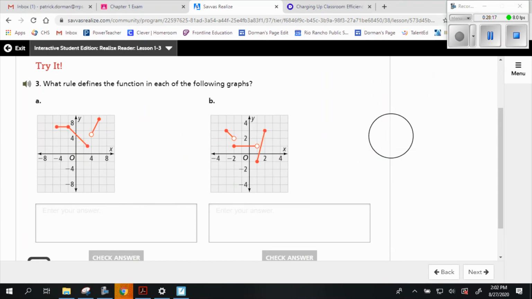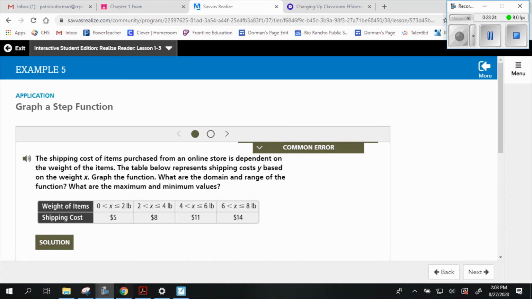All right, so we're going to skip over example 4, go right into example 5. We're going to graph a step function. So let's go ahead and get out our document and have a look at this.